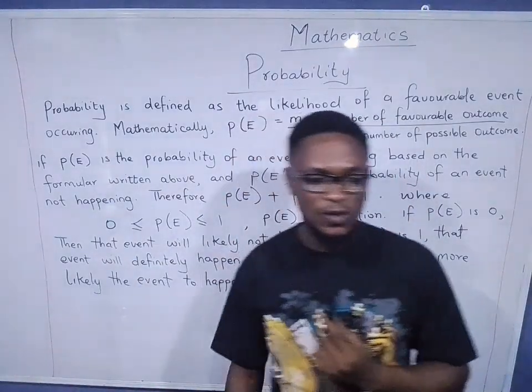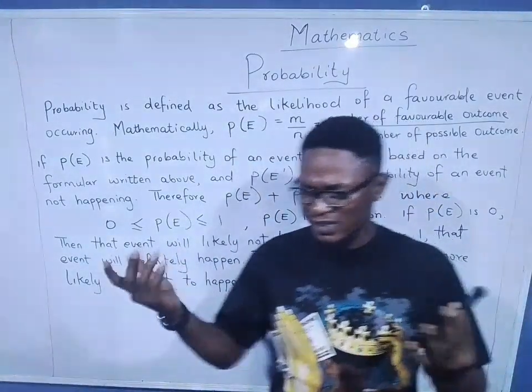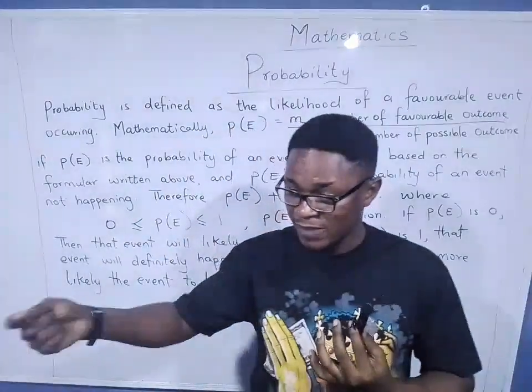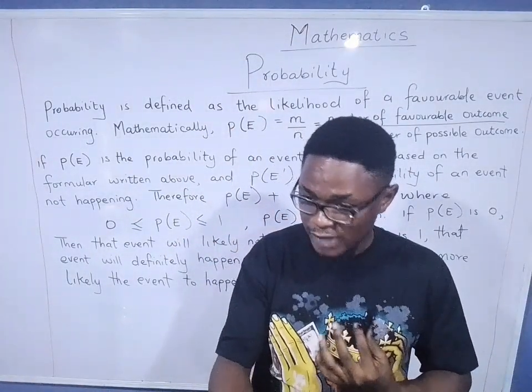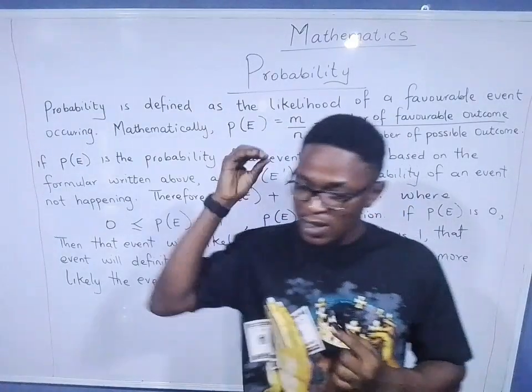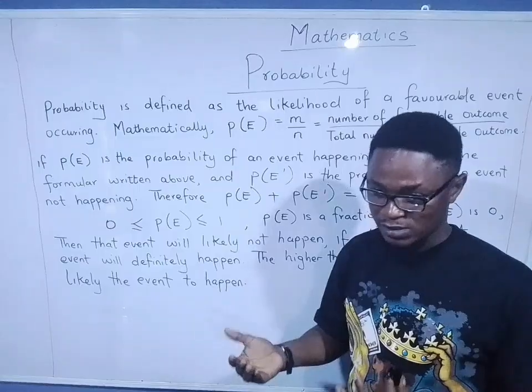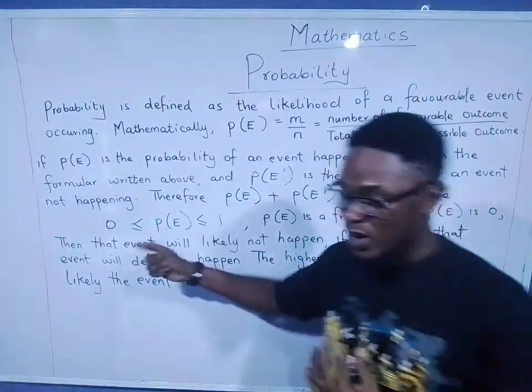What is the probability of using the alphabet to write a word? Can you write words with numbers? No, you must use the alphabet. So once an event must happen, automatically the probability is 1. Okay, so that is what 0 and 1 means in probability.